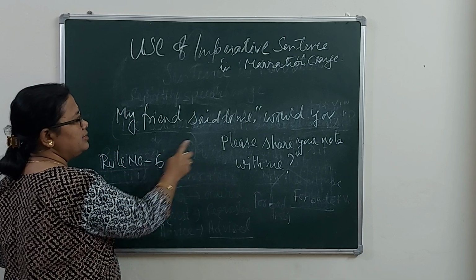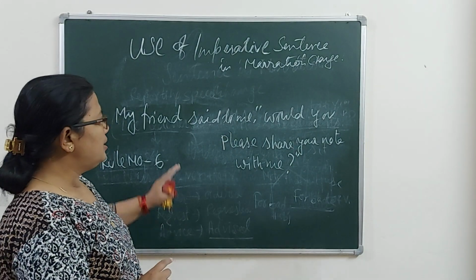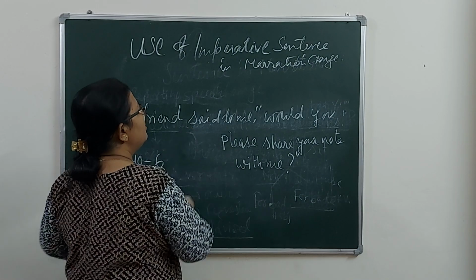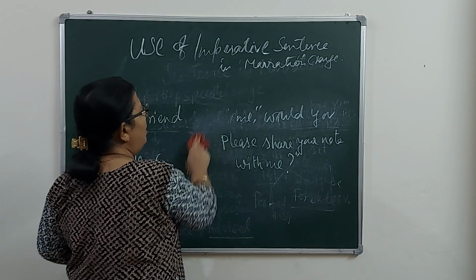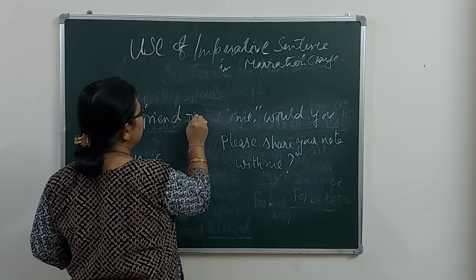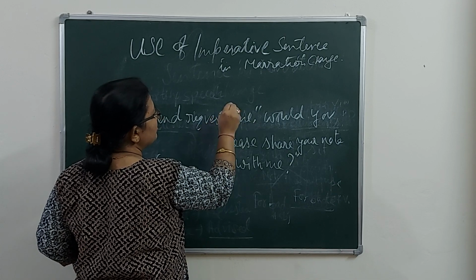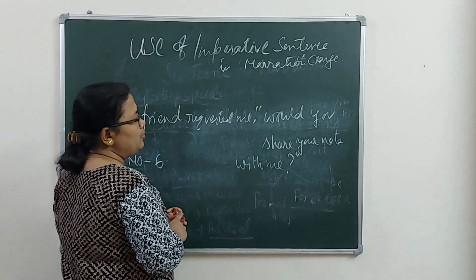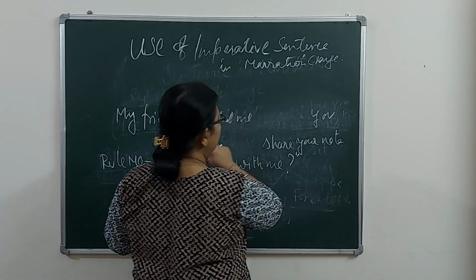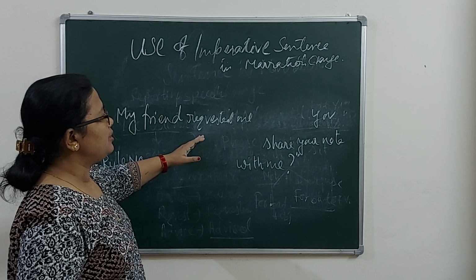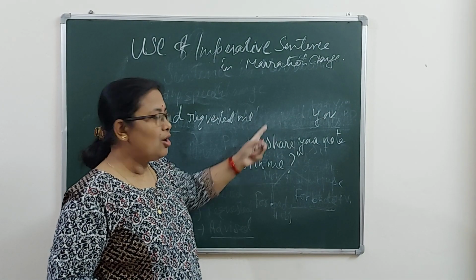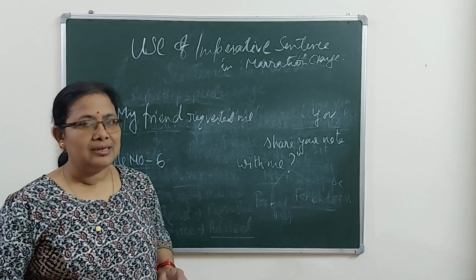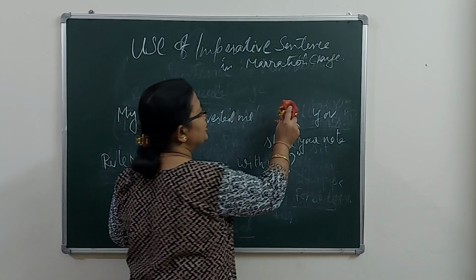So what does rule number 6 say? That it is not to be considered an interrogative sentence. It is also an imperative sentence, and according to the meaning of this reported speech, we have to change the reporting verb. Please is here, so requested. Requested me. In this place, request has come, so please will not be there. Would you please? The question mark will also be omitted. So, my friend requested me to share, offered me, proposed me, suggested me, anything you can use, requested me to share.